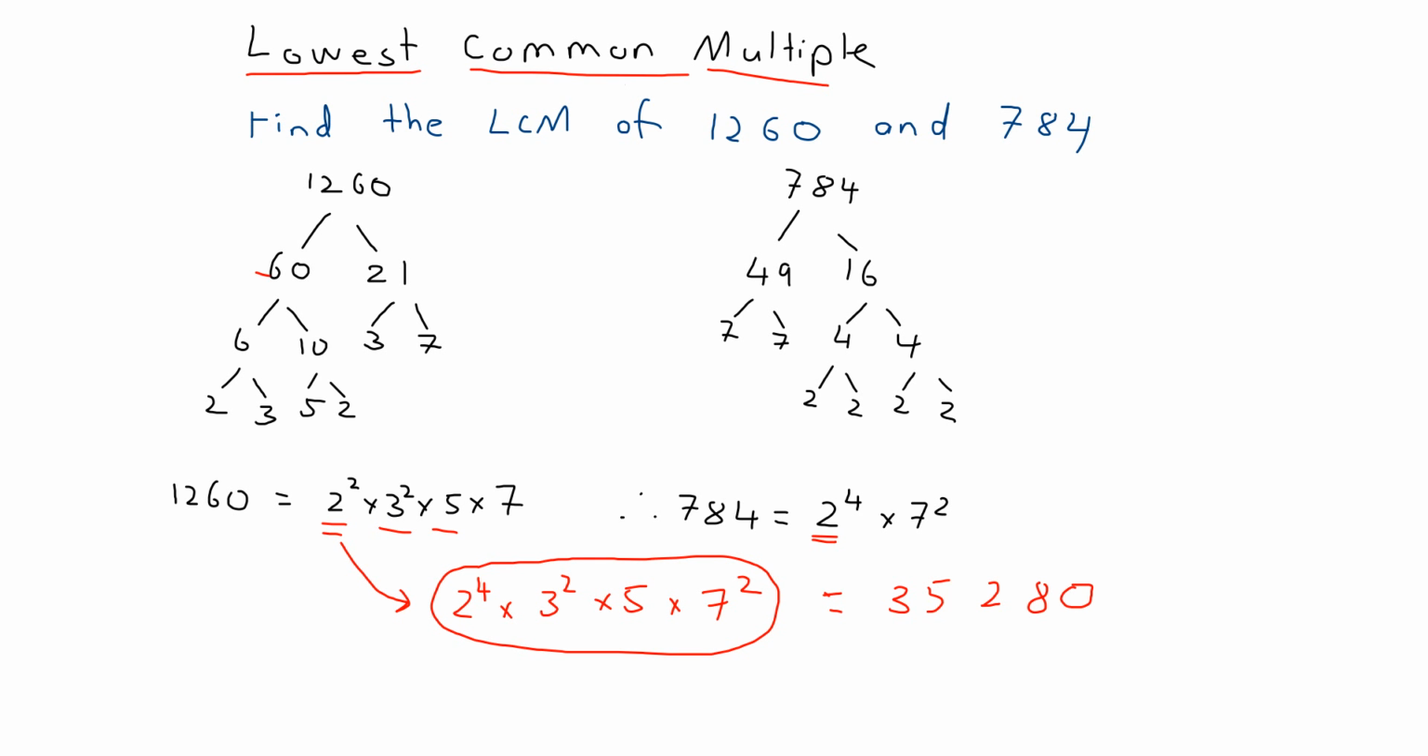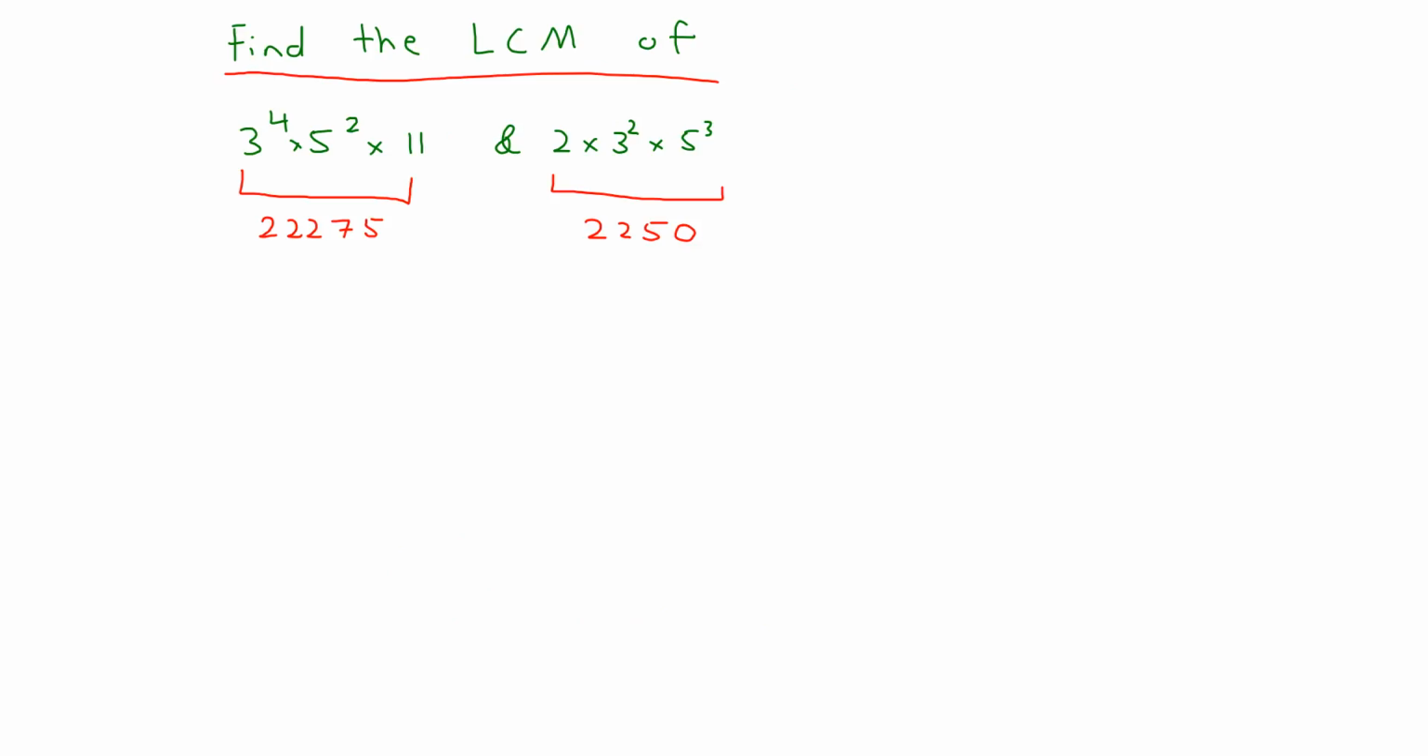Okay, another one for you to practice. I want you guys to now find the lowest common multiple of these two numbers: 22,275 and 2,250. As you've had enough practice with factor trees, I've already done the prime factorization for you. So please pause the video, take out your paper, and make sure you actually try to work it out. I'll wait. Okay, good. I assume you've had a go.